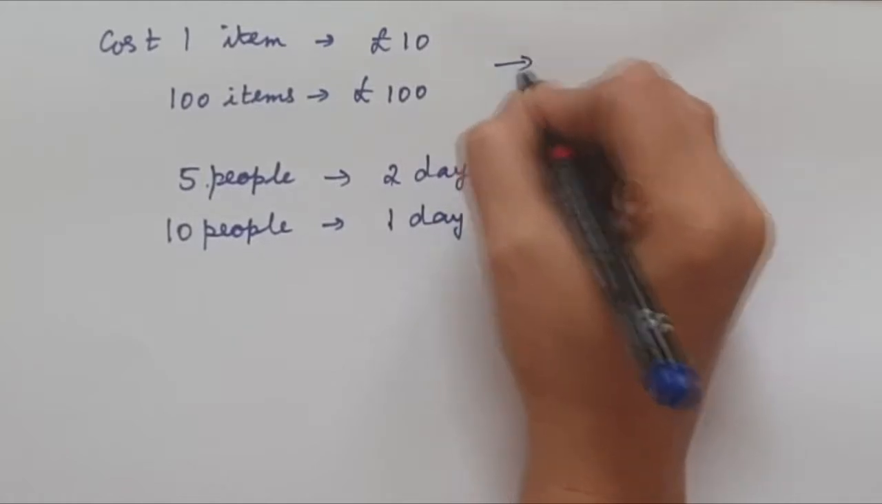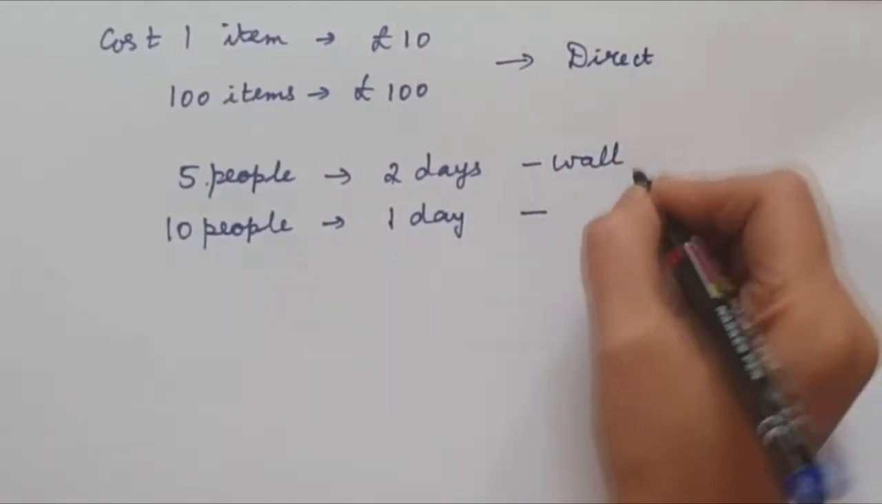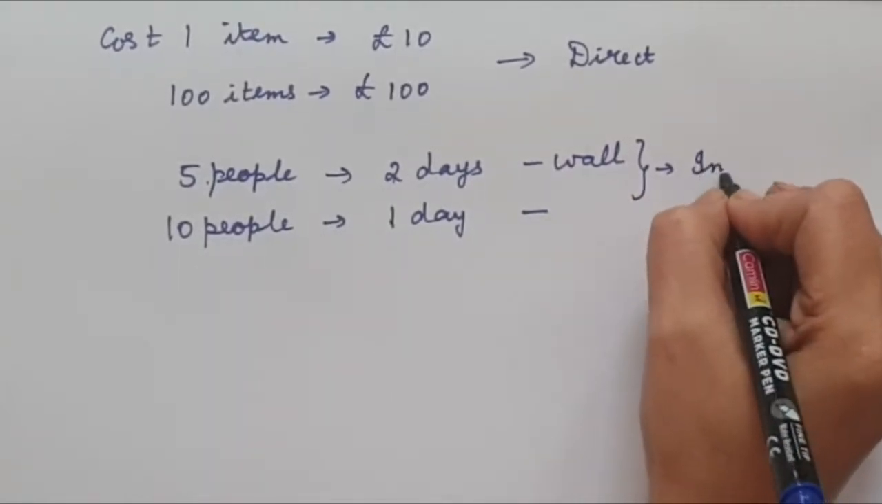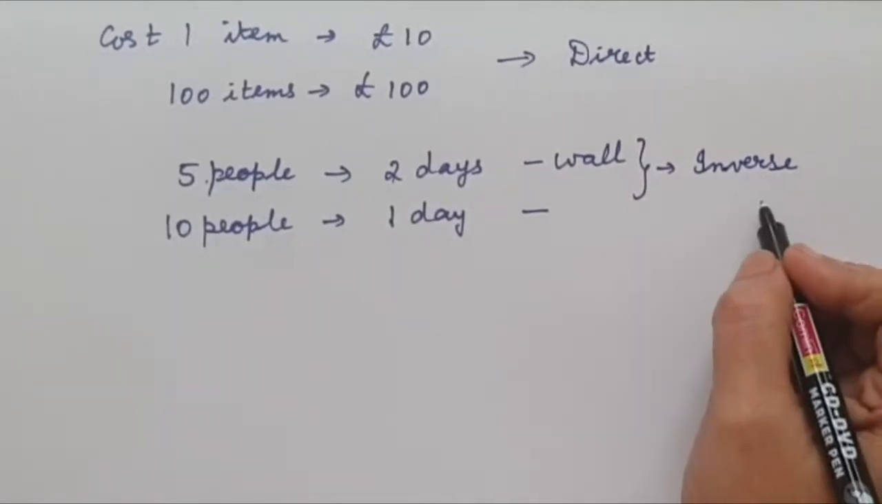That is, when both the quantities increase at the same time, it is called a direct proportion, and this one is called an inverse proportion. We don't call it indirect, we call it inverse proportion.